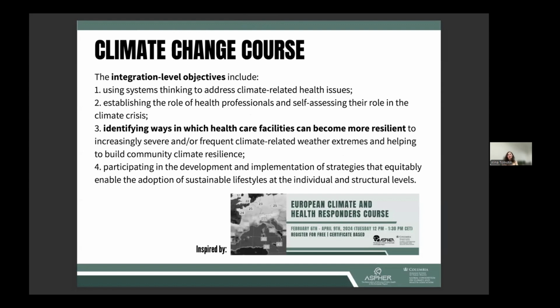establishing the role of healthcare professionals in the climate crisis, identifying ways healthcare facilities can become more resilient to climate extremes and contribute to community resilience, also promoting sustainable lifestyles at both the individual and institutional levels. By equipping healthcare managers with these competences, we ensure that they are not only capable of responding to the immediate impacts of climate change, but also are prepared to lead efforts to reduce long-term health risks.